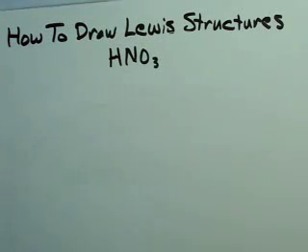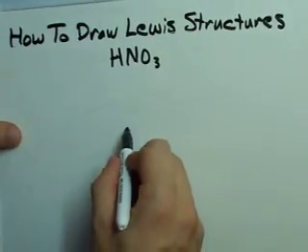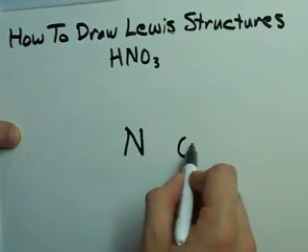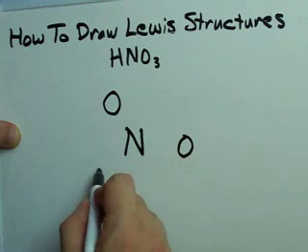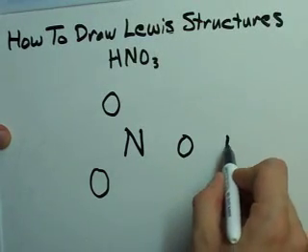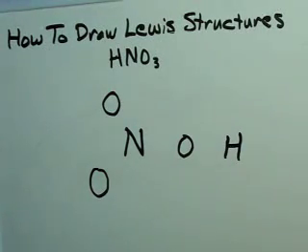Hydrogens, when in acids, are usually bonded to oxygen. So watch this. We will put the nitrogen at the center and surround it with the 3 oxygens. We will bond hydrogen to one of the oxygens, it doesn't matter which one, and try this structure out.